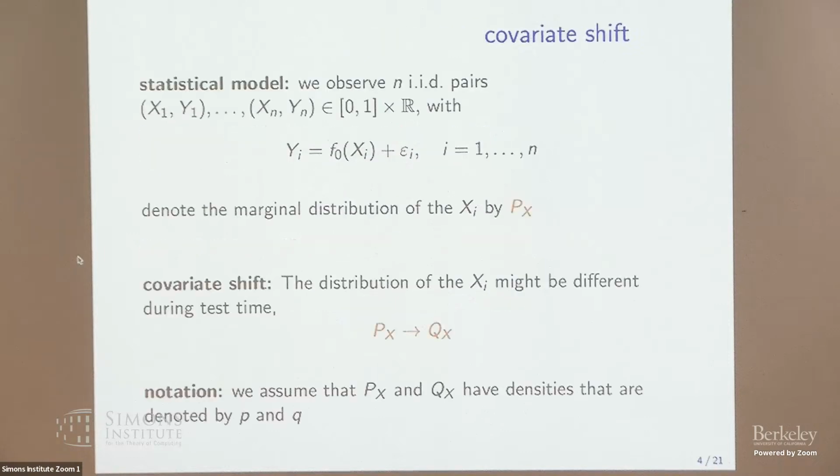Yesterday and today there were already some talks on covariate shift. During training time, we assume that the xi's are drawn IID from a distribution, say Px. But we are interested in the scenario where during test time we want to evaluate under a different distribution, say Qx. Throughout my talk, I will always assume that Px and Qx have Lebesgue densities, and I drop the index x, so they will be called little p and little q. Good.